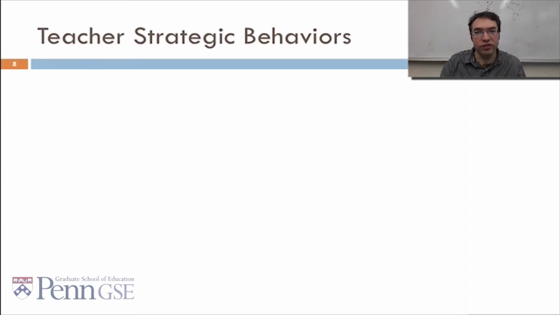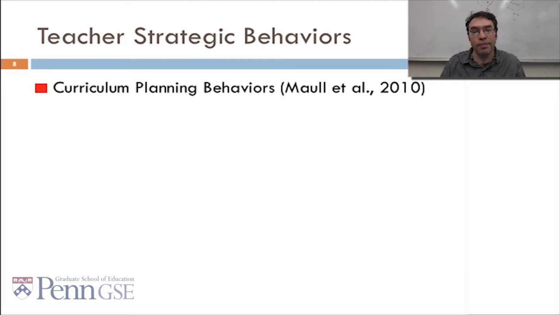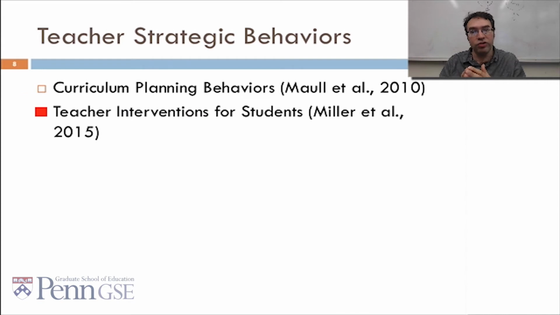A third category is teacher strategic behaviors. For example, Mall and Sumner and colleagues have studied curriculum planning behaviors, where teachers are using a system to help them plan out their curriculum, and Mall and Sumner look at the strategies that these teachers use to do that. Or another example would be teacher interventions for students. Miller and colleagues at Reasoning Mind develop systems that can tell when a student is paused, are they paused because they're off task, or are they paused because they're actually receiving interventions from a teacher, where the teacher's seen analytics in the system and gone over to try to help the student learn something they're struggling with.